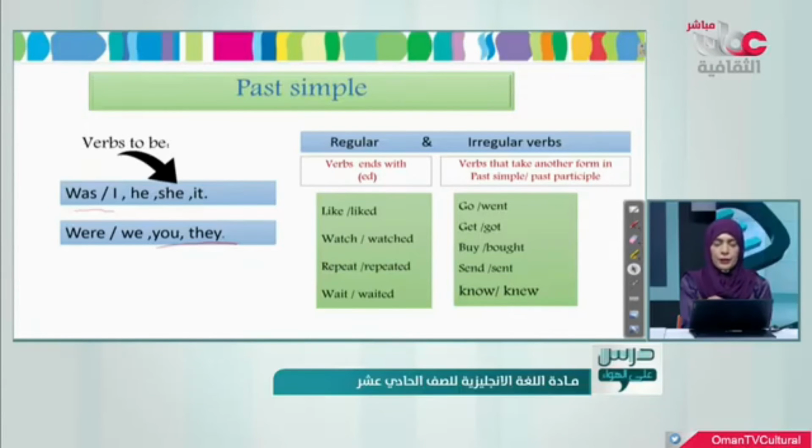And also we have regular and irregular verbs. Regular verbs, as you know, end with ed. Normally, when we change this kind of verb to the past form, we only add ed.